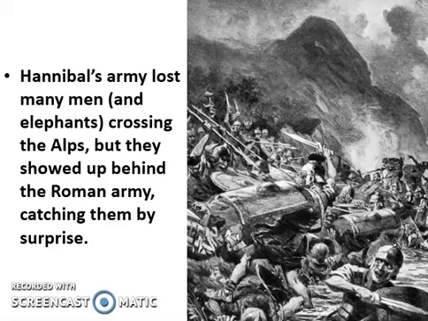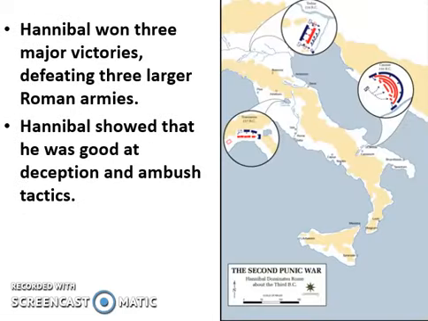Hannibal's army lost many men and elephants crossing the Alps, but they showed up behind the Roman army and caught them by surprise. So even though they lost a lot of resources on their way, elephants, horses, and men, they are still going to be able to catch Rome by surprise. Hannibal wins 3 major victories, defeating 3 larger Roman armies throughout the Italian peninsula. Hannibal showed he was good at deception and ambush tactics.